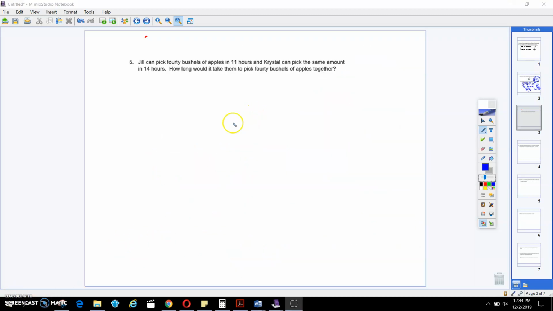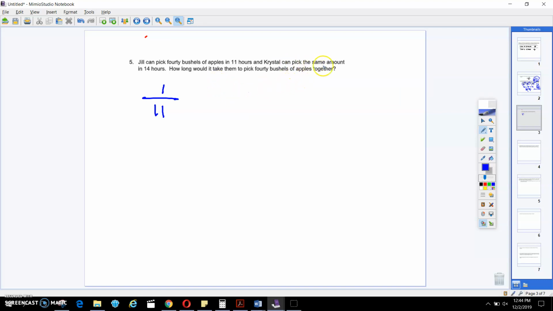All right. So in number 5, it says Jill can pick 40 bushels of apples in 11 hours. Okay, so Jill is only doing one task, right? So she's going to be 1 over 11. If you put 40 over 11, you're talking about the task that she's doing. You're not talking about the number of tasks she has. She's got one task, right? Like I'm teaching 40 kids right now, but I'm only teaching one thing, right? Okay?